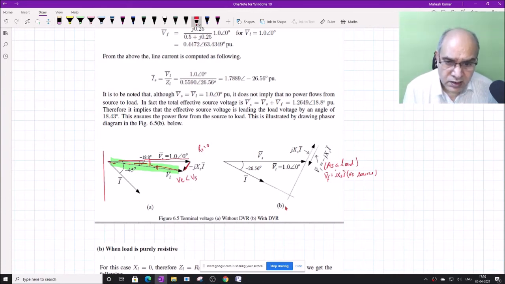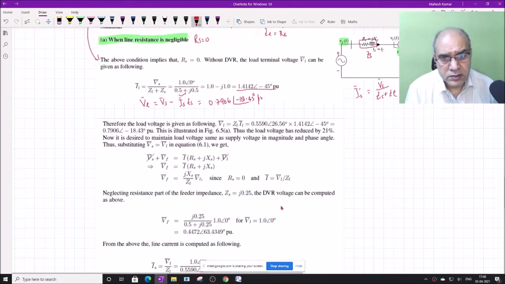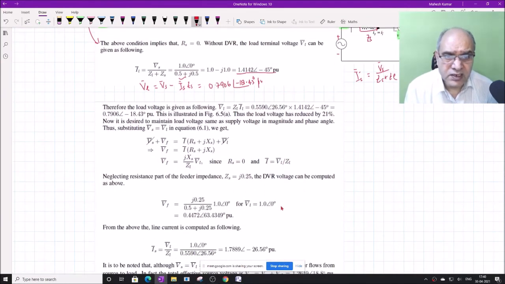This is the current here. This current is, if you extend it, this angle is 90 degrees. That's why the voltage gets reduced because of this drop. Now we apply the compensator. So when we apply the compensator, we want to maintain BS equal to BL. BS equal to BL.